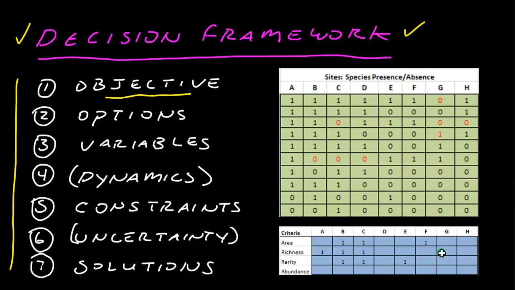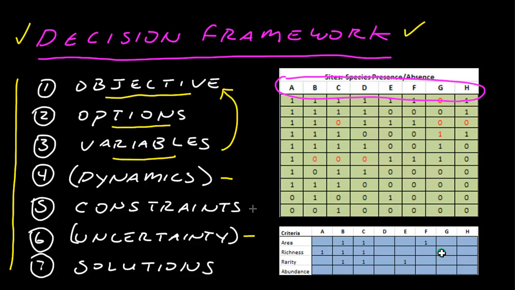We then had a series of options, and those options represent our sites. These are our potential sites. There were 8 of those. In each site, we used the variable of species presence or absence as our metric for evaluating our objective. In other words, did the species occur in a site or did it not occur in a site? Again, that directly relates to our objective. Now, we didn't cover dynamics or uncertainty, but that's okay. These can get a little complex, and I think you see the value of them.